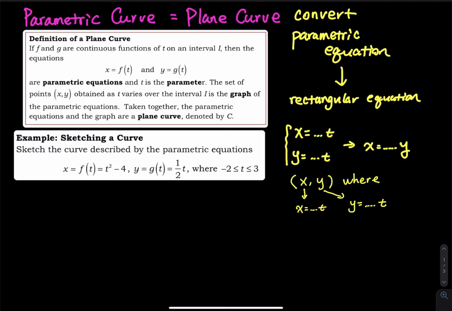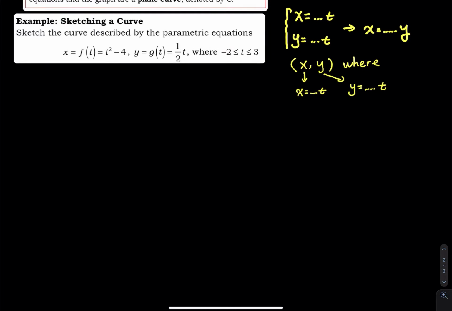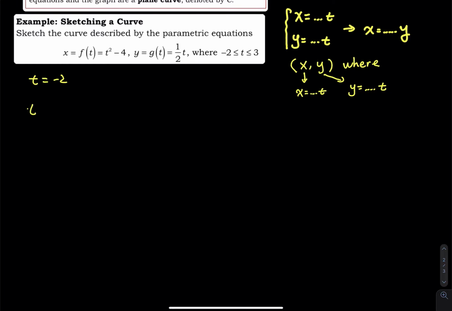So in the first example, I have a set of parametric equations and I gave you the interval of t. What I want you to do is graph this parametric equation. The way we do it is we are going to choose some t first. Here, t goes from -2 to 3. How about t equals -2, t equals -1, t equals 0, t equals 1, t equals 2, and t equals 3.